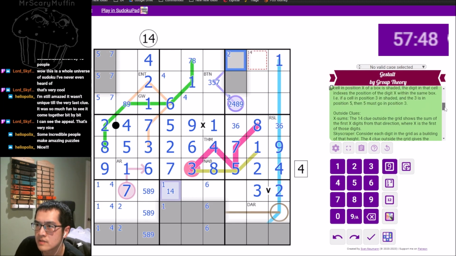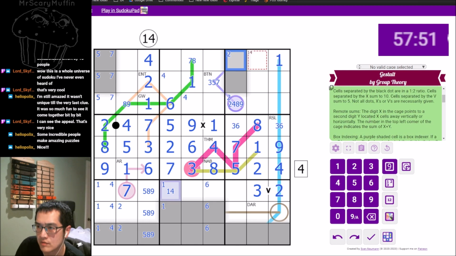What is this red box? Remote sums? Yes, this is remote sums. Okay, so now we have to figure out this clue. This is the one I skipped over in the beginning because I read it and I'm like, I don't want to bother thinking about it. Okay, here we go. The digit in this cage, so whatever number goes in this cage, points to another digit located X cells away vertically, up or down, or horizontally. So whatever number is here, it points to another number that is that many cells away.